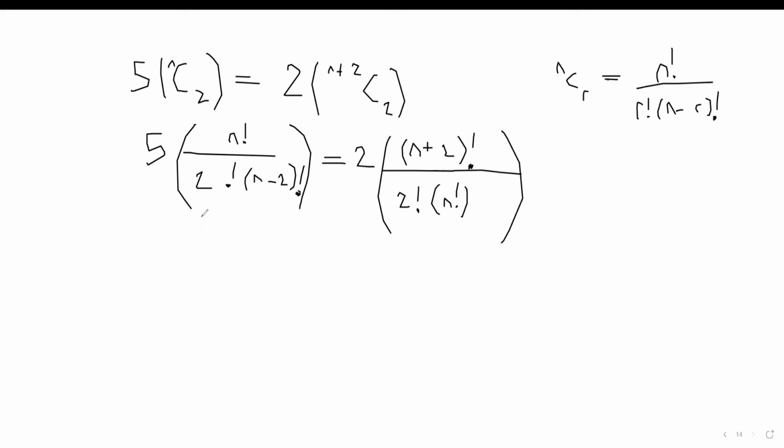So now we need to solve this equation for n. Remember that 2 factorial is just 2. So this 2 factorial cancels this 2 right here. Now look at this, n plus 2 factorial over n factorial. N plus 2 factorial is n plus 2, multiplied by n plus 1, multiplied by n factorial, and this is then divided by n factorial.